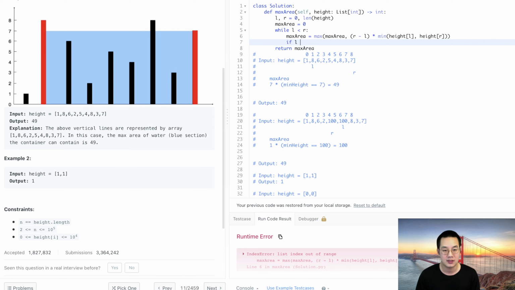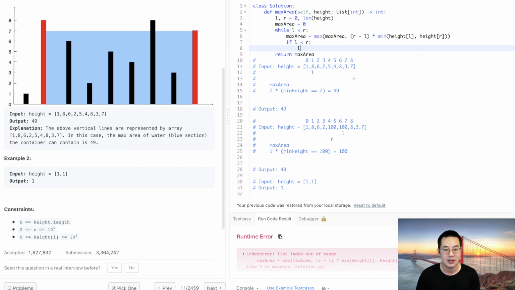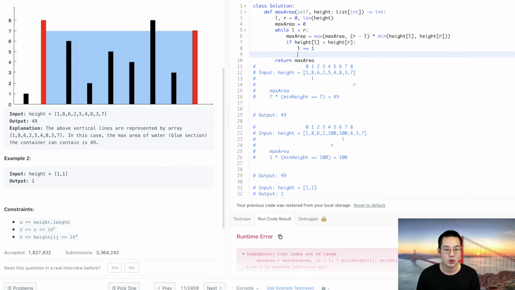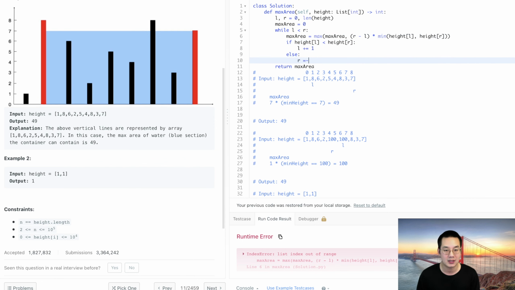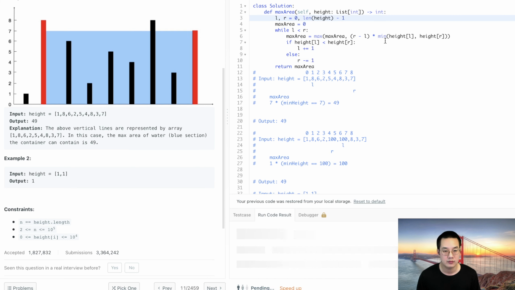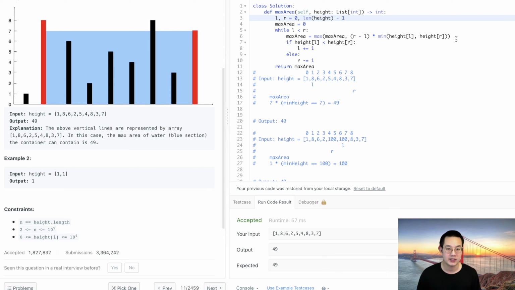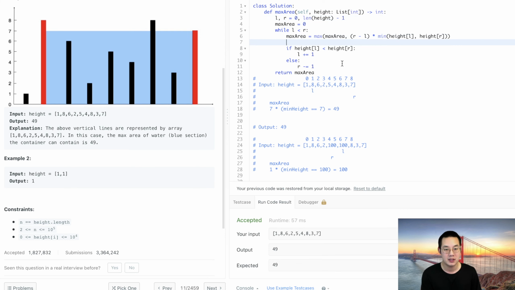if left is less than right, we did not finish the plan because the plan was not close enough to us, and we would skim through it too quickly. So left plus equals 1, else right minus equals 1. This right starts at height minus 1. Perfect, and that's the answer to our problem.